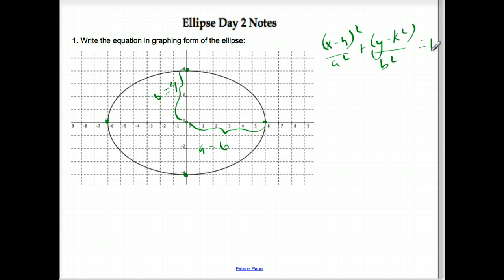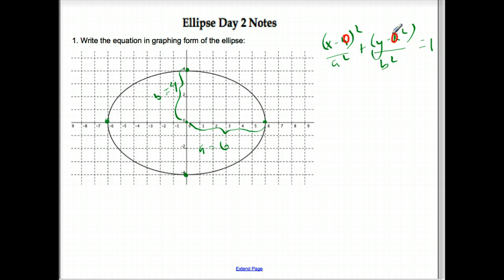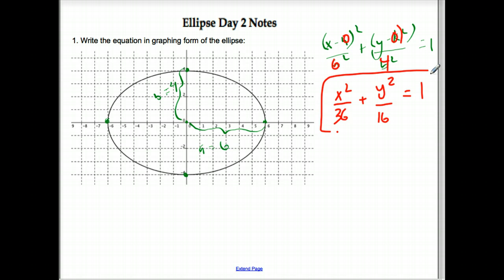So the coordinates of our center are these, and that's a 0, and that's a 0. That should be squared outside, my bad. And then a is 6, and b is 4. So this simplifies to x minus 0, which is just x squared over 6 squared, which is 36, plus y minus 0, which is the same as y squared over 4 squared, which is 16, equals 1. So that's the final answer. Pretty easy to get the equation if you know the vertices.